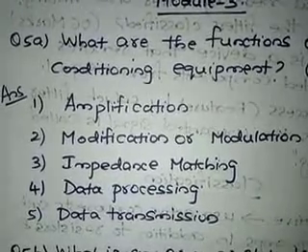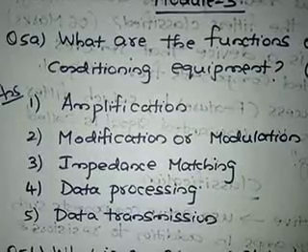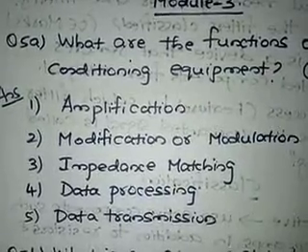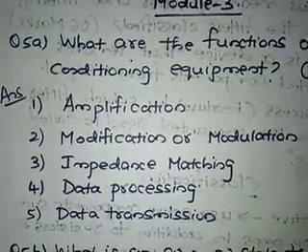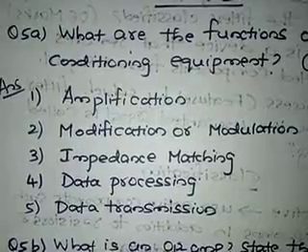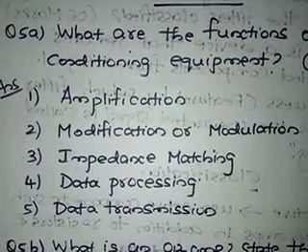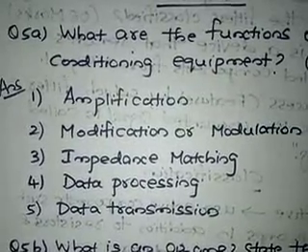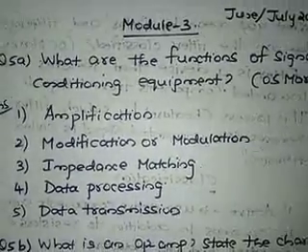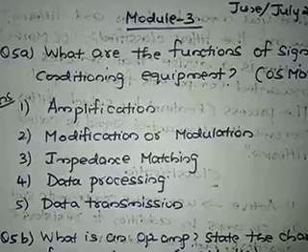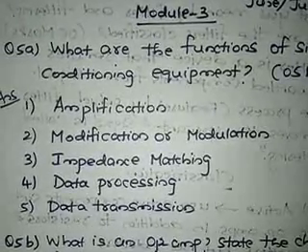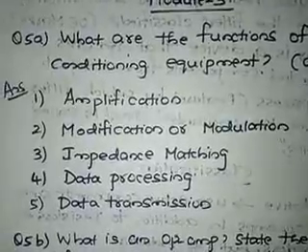Data processing. Data processing is nothing but the processing operations such as addition, subtraction, differentiation, integration. They are called data processing operations. Data transmission: to transmit the data from the transmitting end to the receiving end without affecting the content of the signal, without affecting the content of the information. That is important here. So these are the 5 functions of the signal conditioning equipment: amplification, modification or modulation, impedance matching, data processing and data transmission.